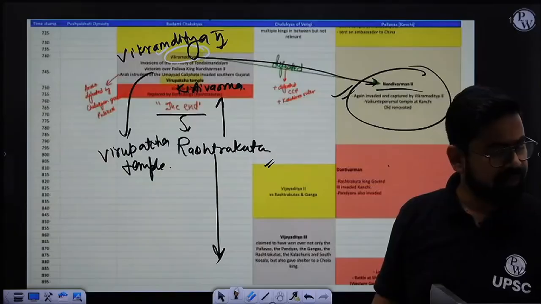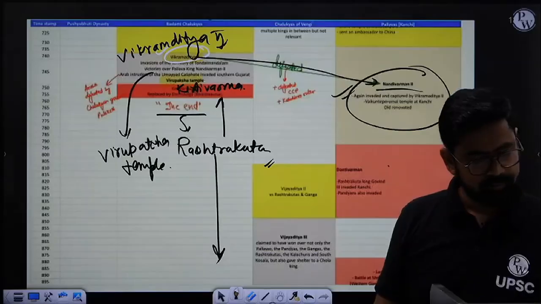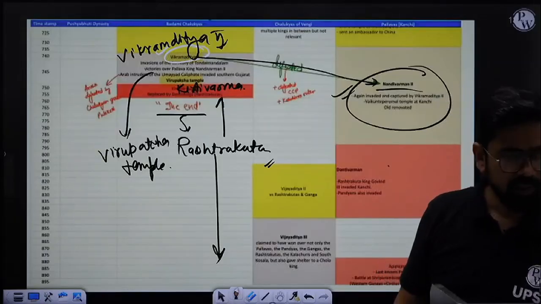We realize that they have made great temples. Vesara style of temple architecture is technically associated with them. So yes, they are important. Then let's talk about the cultural contribution of Chalukya.